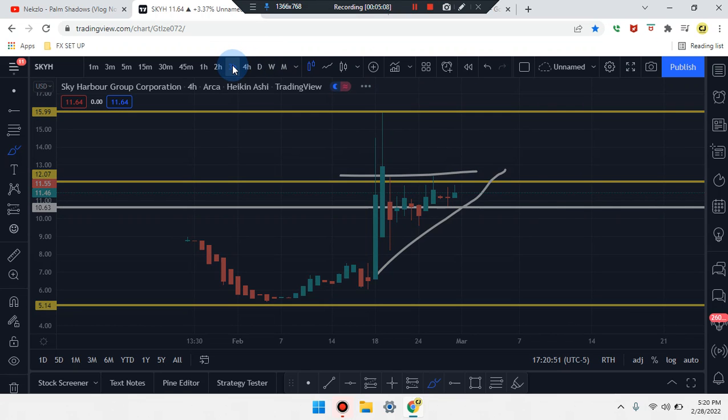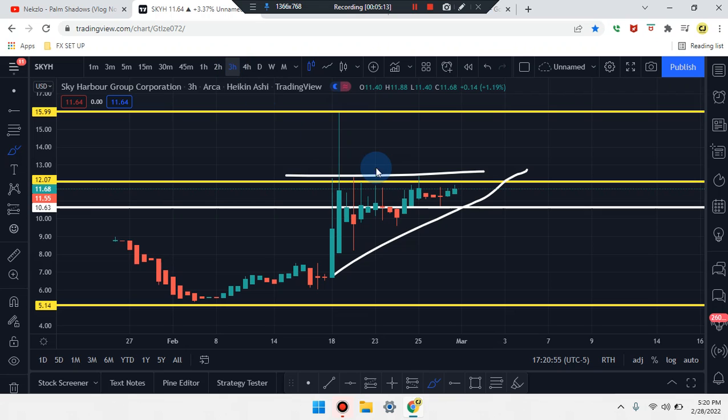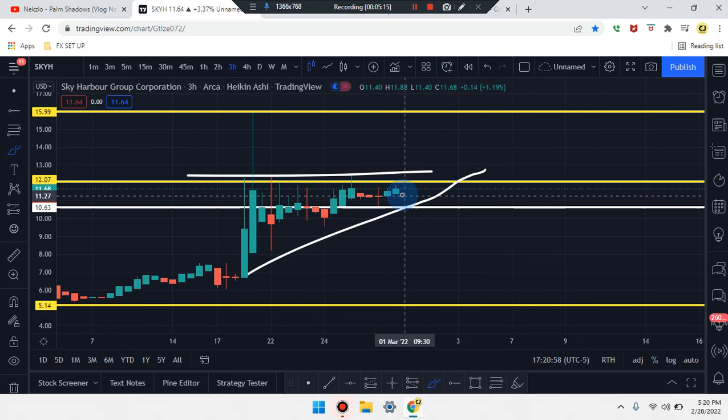Headed down to a 3-hour time frame. Let's see what's going on in the market. Price action candle, inverted hammer, second last candle, inverted hammer. These are still dojis. It's still in consolidation.